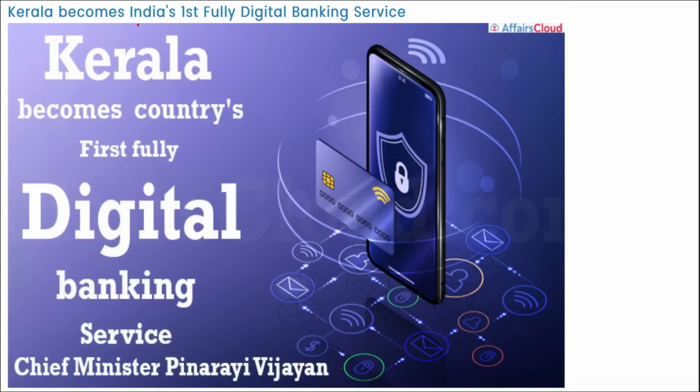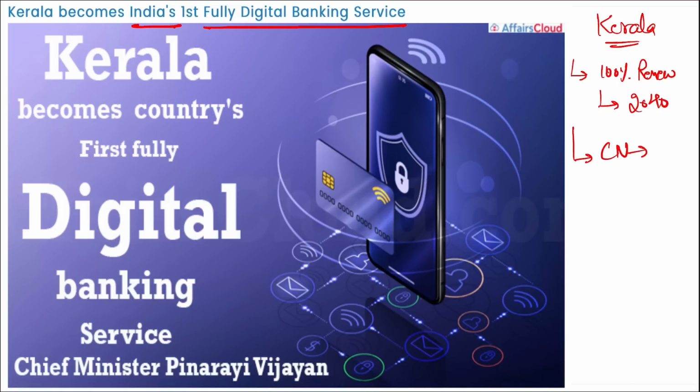Then next, remember, Kerala became India's first fully digital banking state. Kerala, important. First of all, remember, Kerala is planning to shift to 100% renewable energy by what year? By 2040. They plan on becoming carbon neutral by 2050. Apart from this, remember they have their own OTT platform, that is C Space. They also have their own internet service provider.